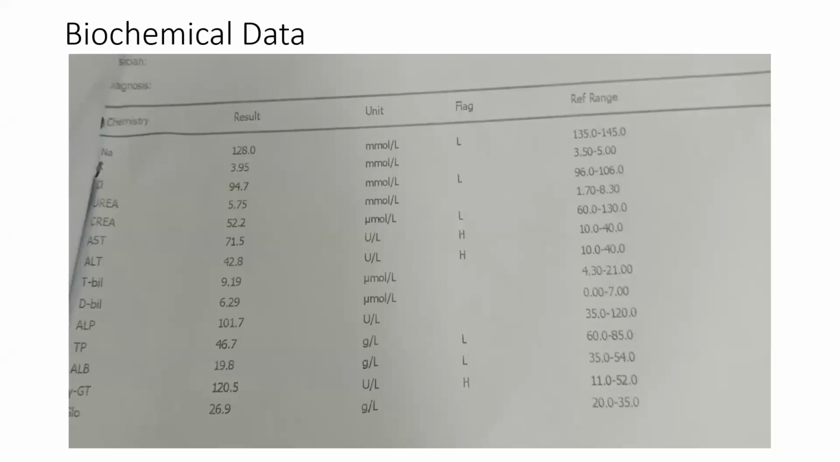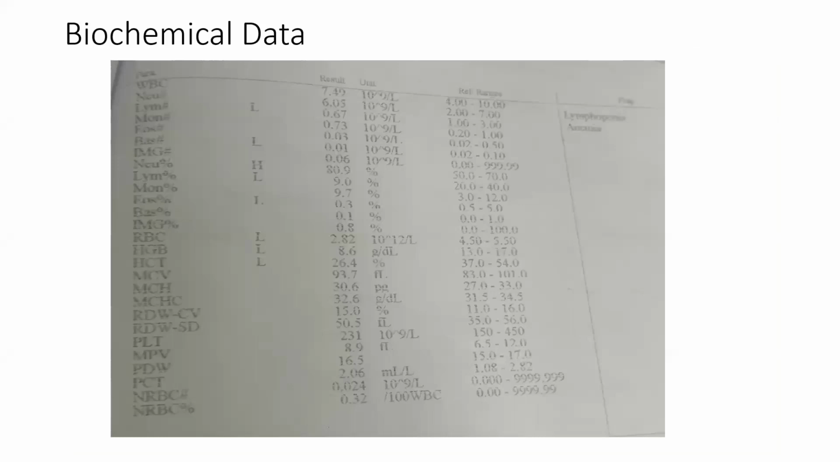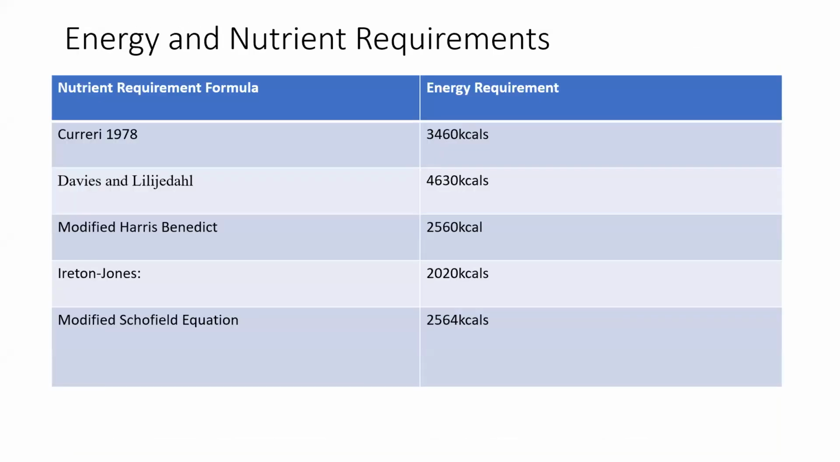So even as we come to coming up with a plan, those are some of the factors that we need to remember or put into consideration. Then we also look specifically at the hemoglobin. You find it at 8.6. Again, probably this was affected by the burn injury.